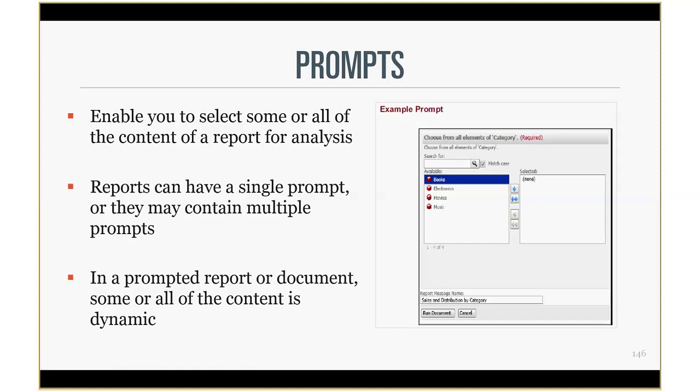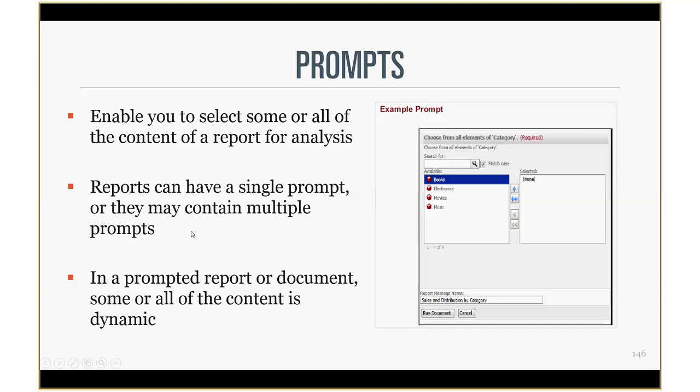Prompts enable you to select some or all content of a report for analysis. So executing a prompted report involves providing answers that help determine the content of the result set. For example, in this screenshot, before the Sales and Distribution by Category report is executed, the user is presented with the following prompt, where it requires him to specify the category and year for which they want to view data. So all that a prompted report does is ask you, or prompt you, to select what should be your result set.